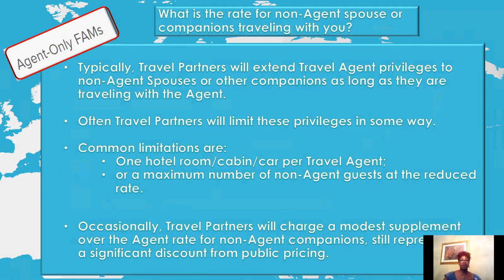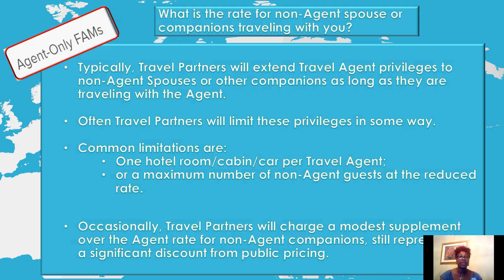What is the rate for non-agent spouses or companions traveling with you? Typically, travel partners will extend the travel agent privileges to non-agent spouses or other companions as long as they're traveling with the agent. So they have to be traveling with you in order to participate in that privilege, okay?